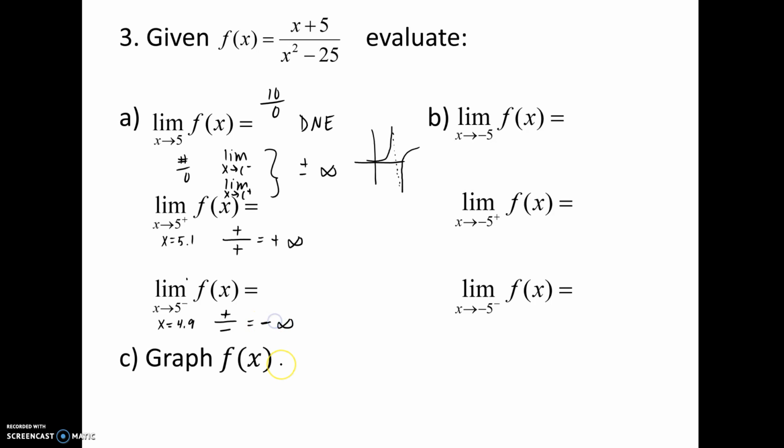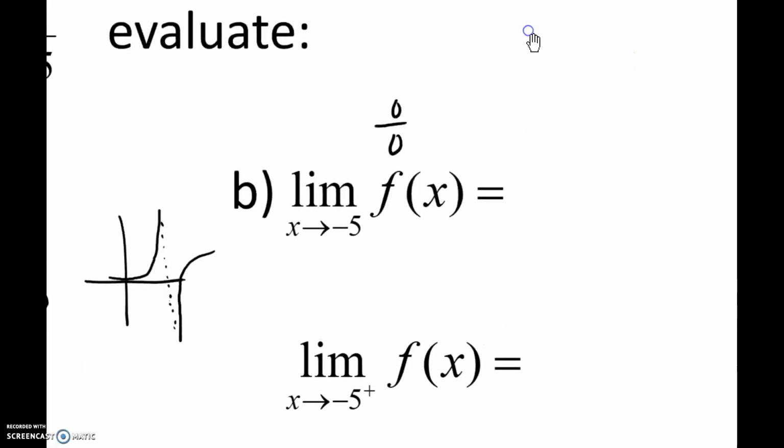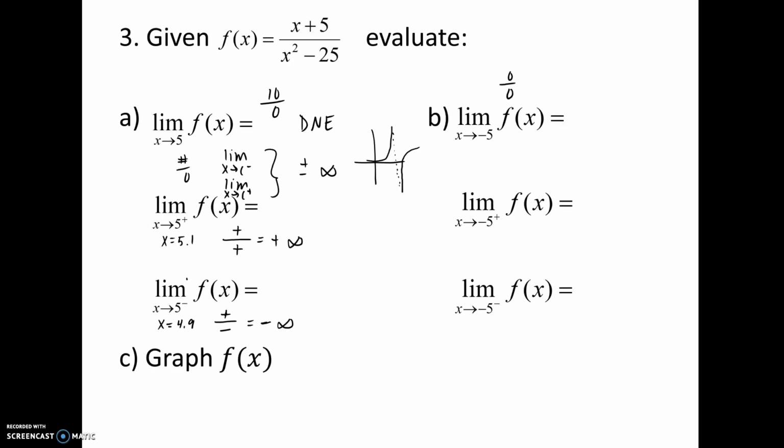Okay, so describing the behavior of the function, these two pieces of information are very important when we get to the graph. All right, limit as x approaches -5. Direct substitution gives me 0 over 0. That's my indeterminate form. I know now that I have to do something algebraically to the original. So, the denominator is the difference of perfect squares.